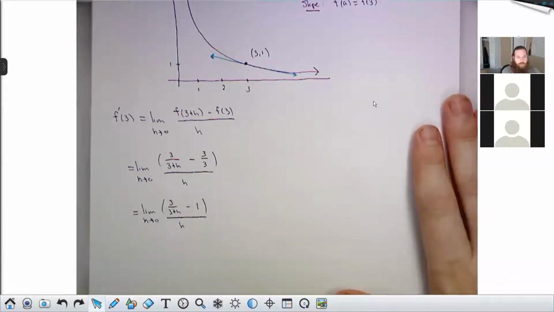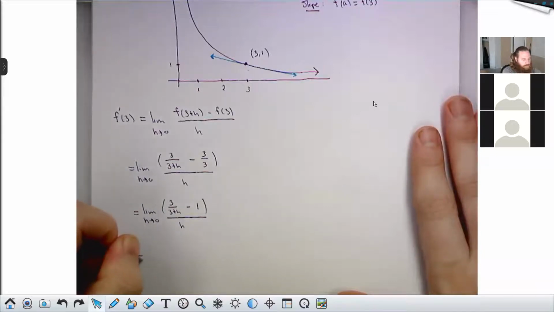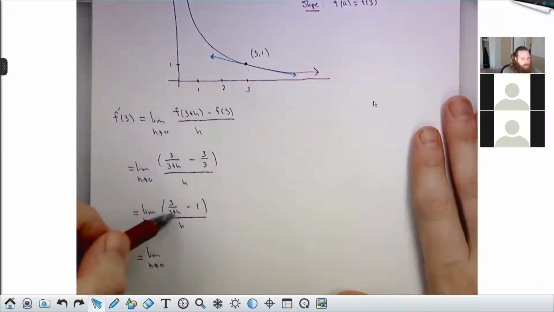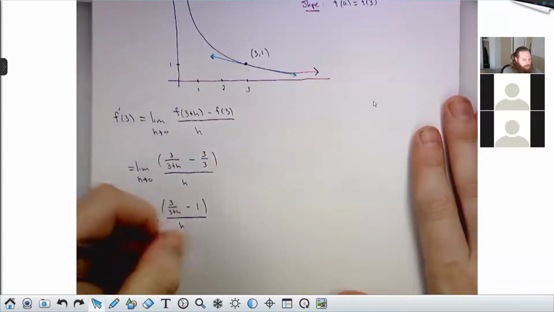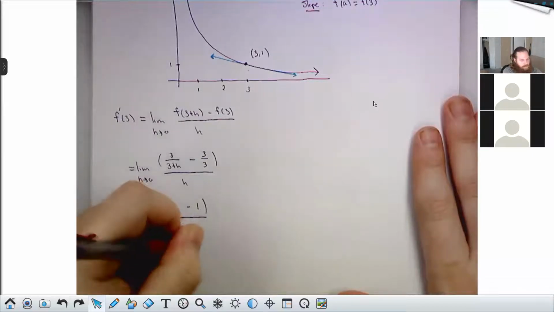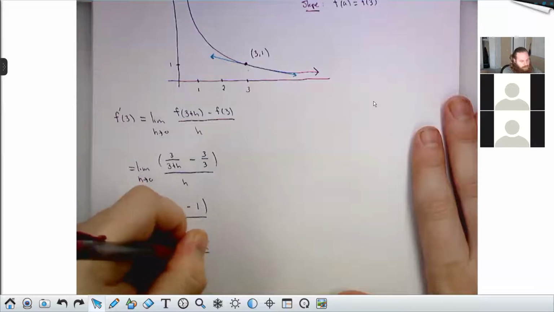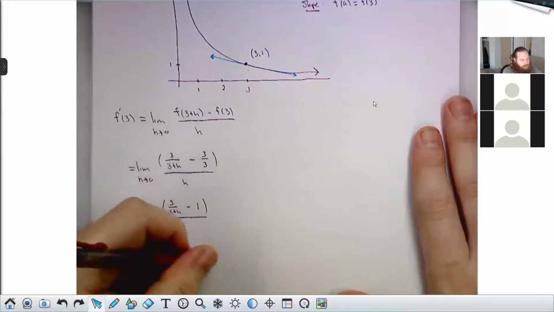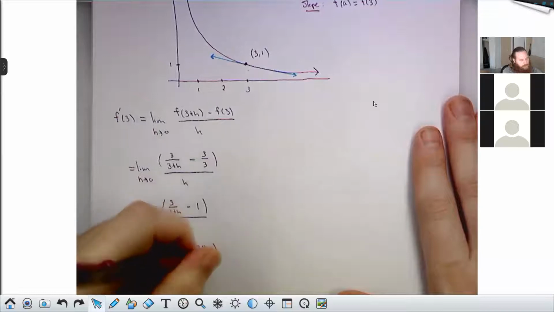And now we're going to do just like we did in the homework problems from last week. We're going to grind out the algebra here until this gets to a place where the h from the bottom can be canceled. So I can send h to 0. The way I do that is by having a common denominator in the top here. The denominator here is 3 plus h. The denominator here is 1, so I multiply by 3 plus h over 3 plus h. And I get 3 over 3 plus h minus 3 plus h over 3 plus h, all divided by h.